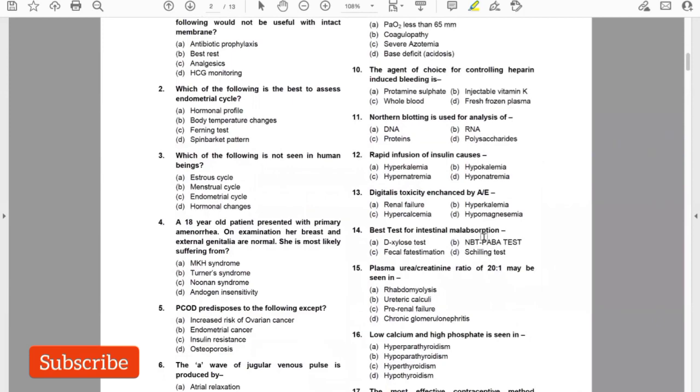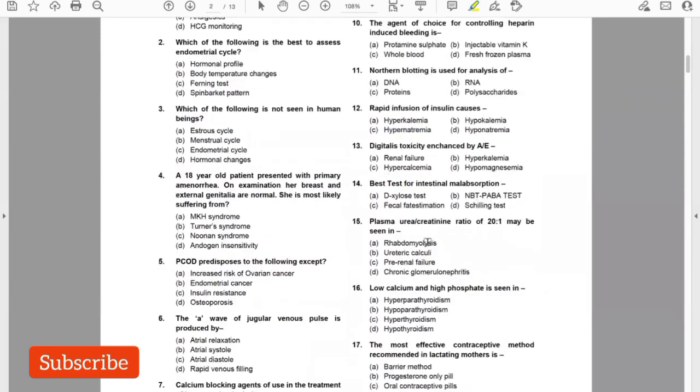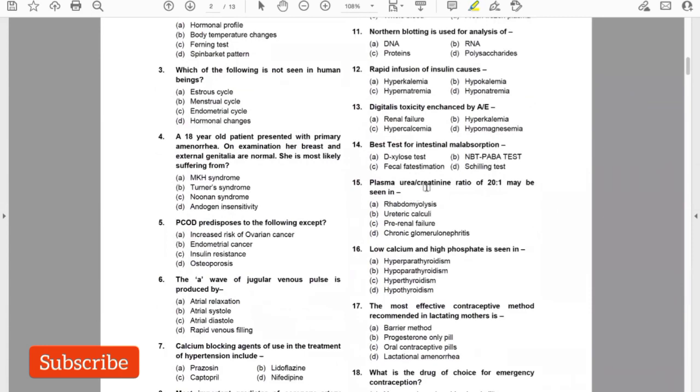Best test for intestinal malabsorption, D-xylose test. Plasma urea creatinine ratio of 20:1 may be seen in pre-renal failure. The answer they have given here is pre-renal failure, but in pre-renal failure the urea creatinine ratio will be more than 20:1. So please do check this answer.